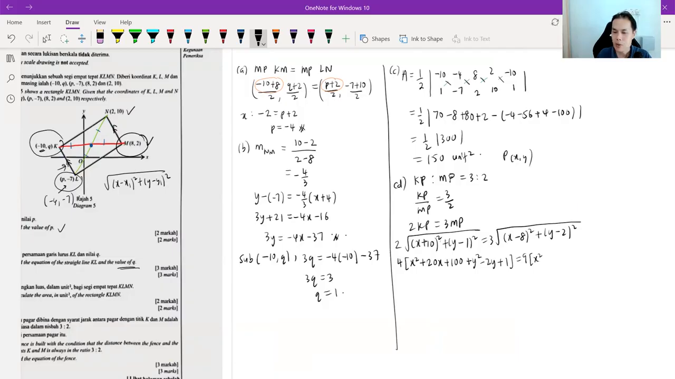This is x squared minus 16x. 8 squared is 64. This is y squared. Wait, I need to put y squared first, minus 4y plus 4. Okay, let's expand this bracket. This will be 4x squared. Now, at the same time, I like to arrange it. So let's do the y first. I'm going to do 1, 2 first.